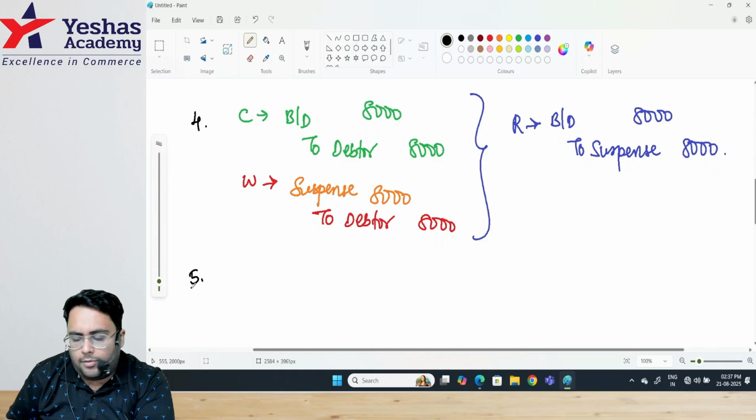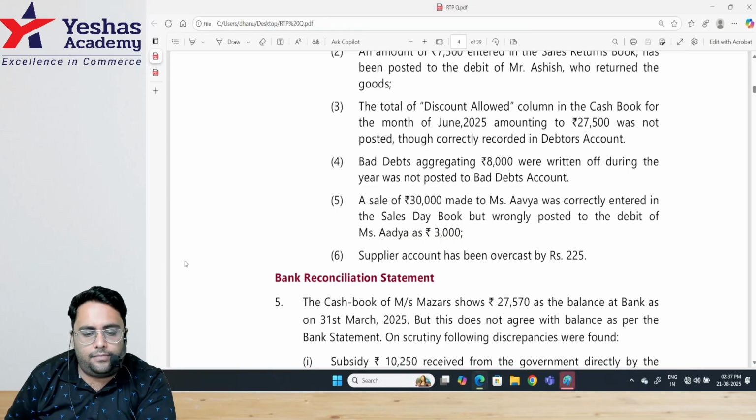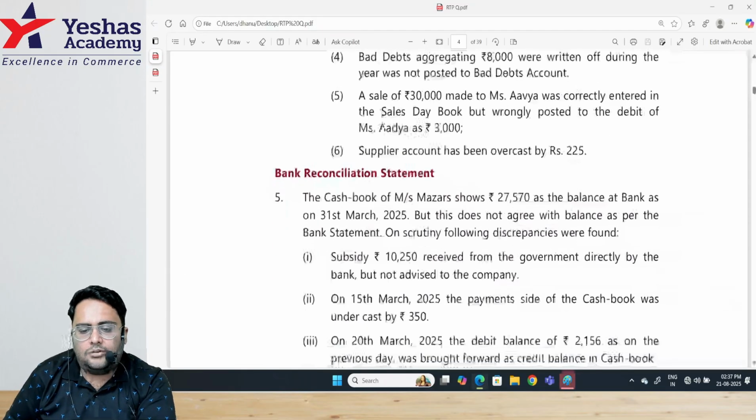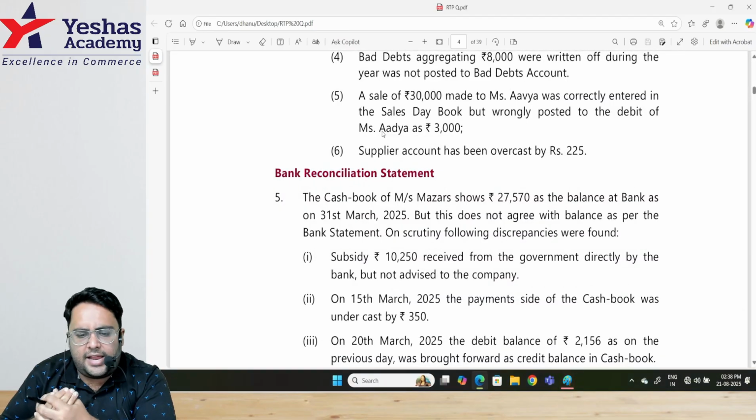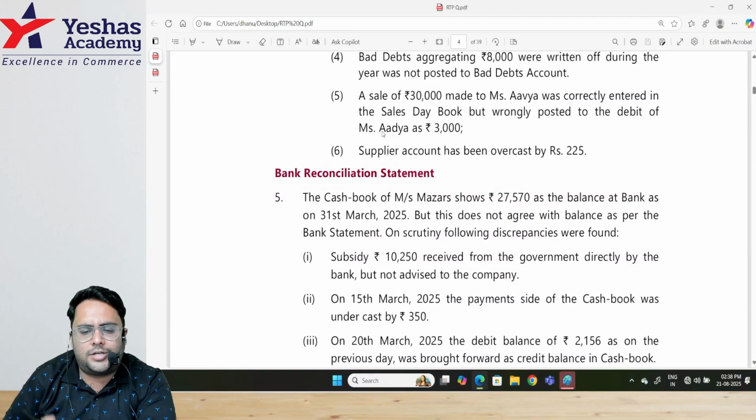Come down to the fifth one. What is the next transaction saying? A sale of 30,000 made to Avya was correctly entered in the sales day book but wrongly posted to the debit of Adya. Try this one.